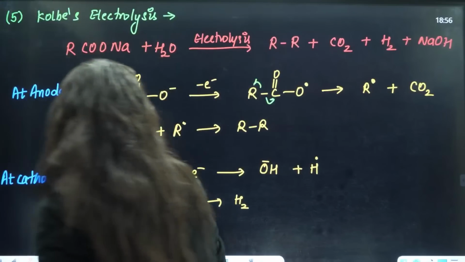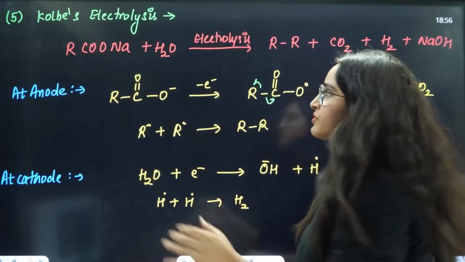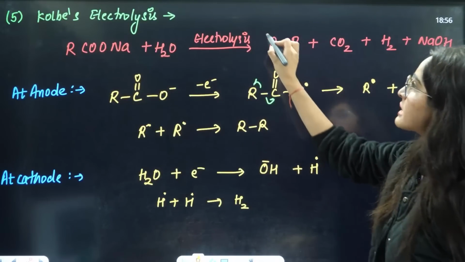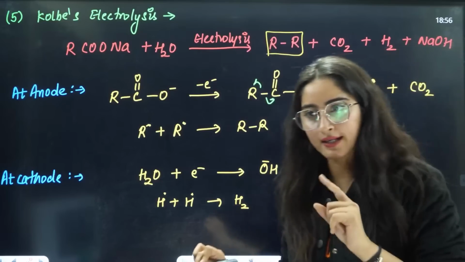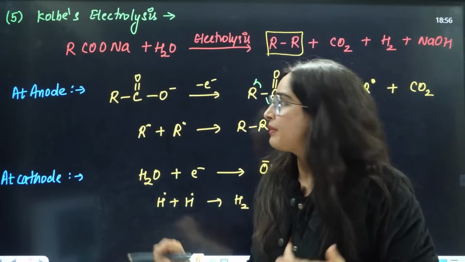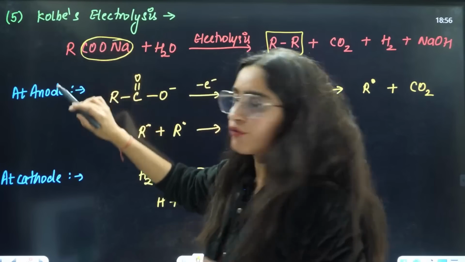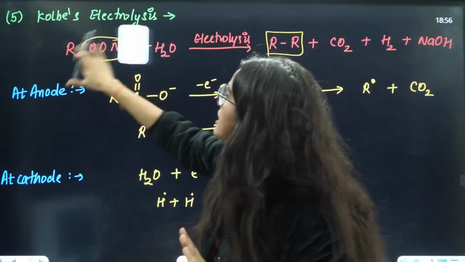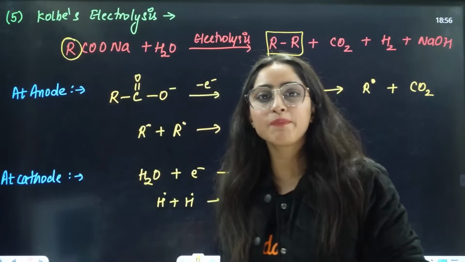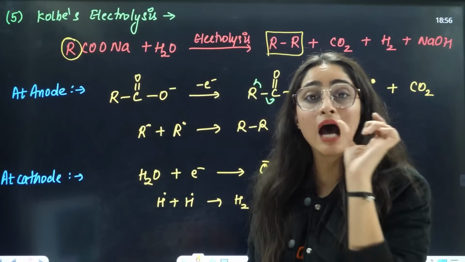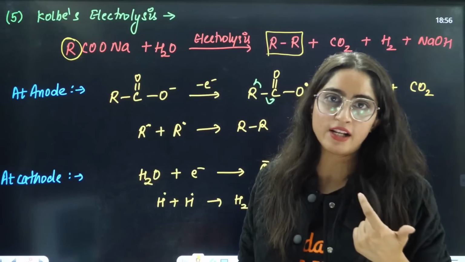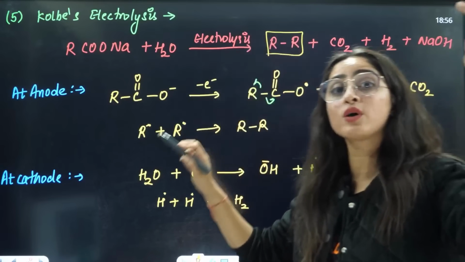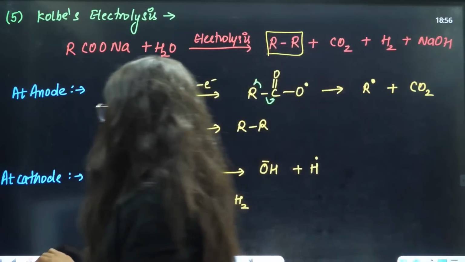If you talk about Kolbe's electrolysis, the reactant is the same, RCOONa. But the answer here is RR. That is the correct answer, RR. So RR means when this is subtracted, carbon dioxide is liberated, and now this R part will be doubled. The answer will be double the alkyl chain. So here the answer is RR, and there the answer was RH. That is the difference, okay?